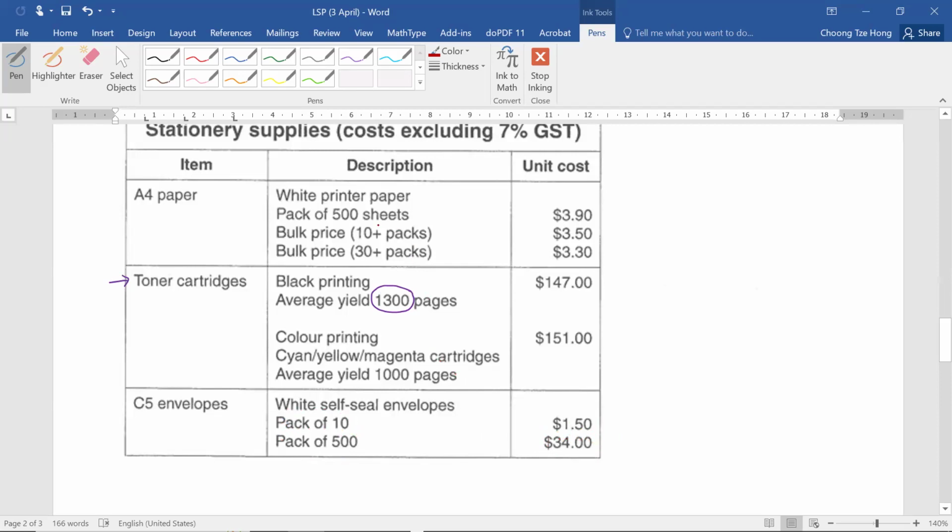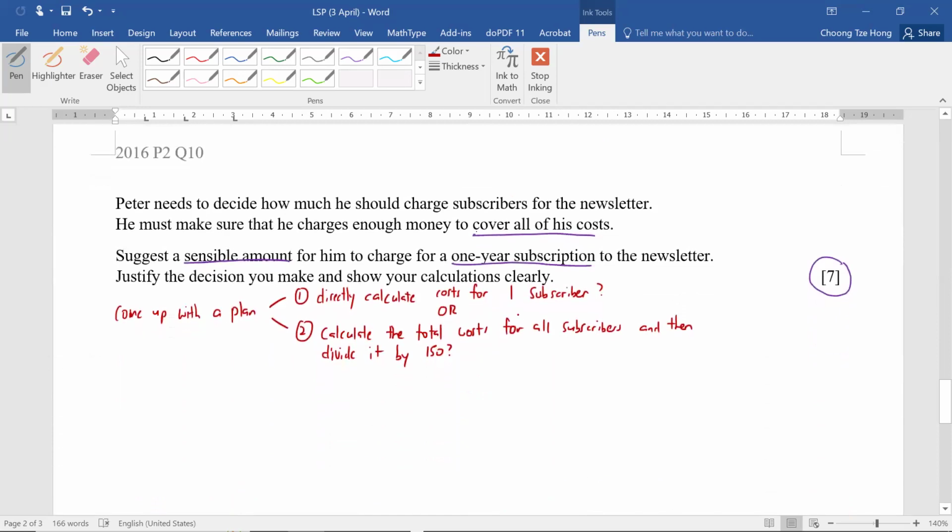Based on this bulk pricing, it's definitely going to be better if you calculate how much paper and envelopes you are going to need for all the subscribers, then buy in bulk at the start of the year, and slowly use it throughout the whole year. That's going to cut down on the cost. So going by this rationale, it will be better to calculate the total cost.